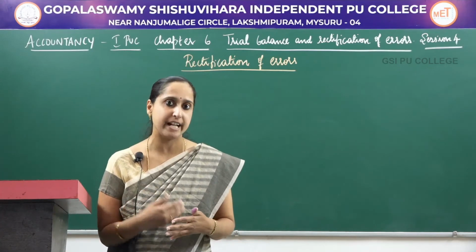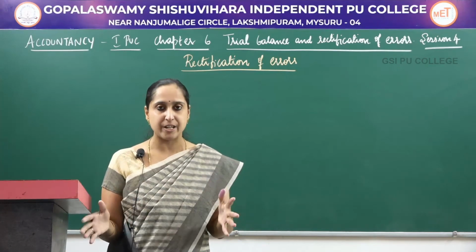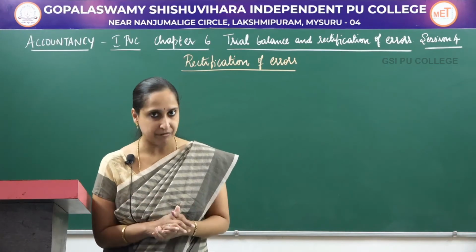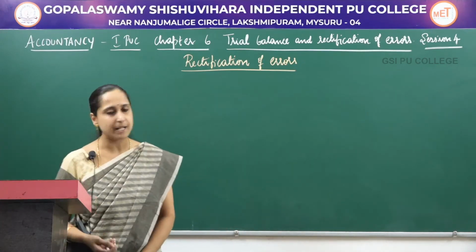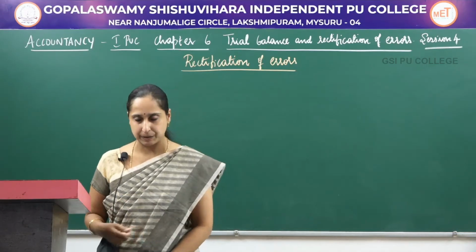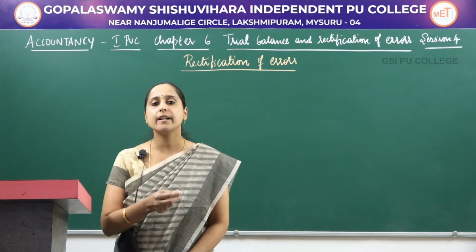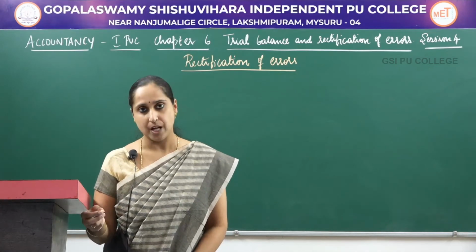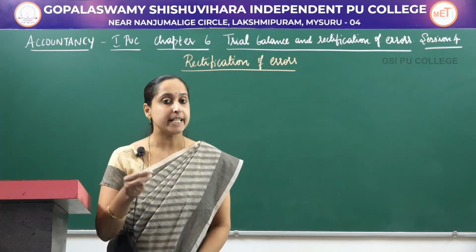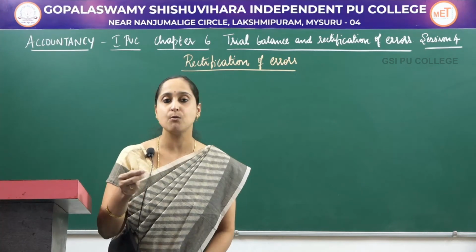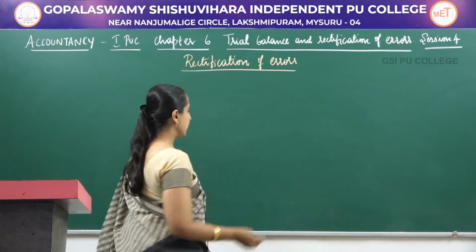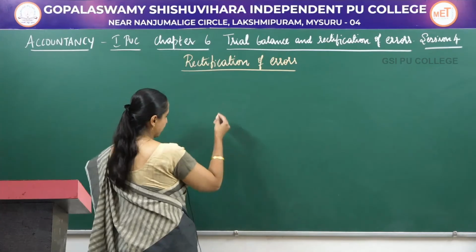So by passing journal entries, errors can be rectified. To make you understand this, let me explain you with few examples. Credit sales to Mohan rupees 10,000 is not recorded in the books of accounts. What is the journal entry? Credit sales to Mohan means Mohan account debit to sales rupees 10,000. So we have to pass the journal entry.